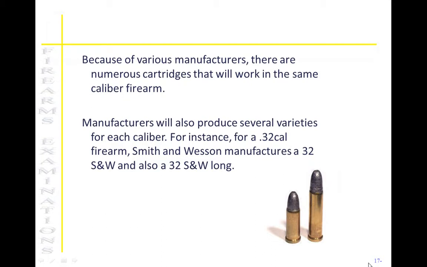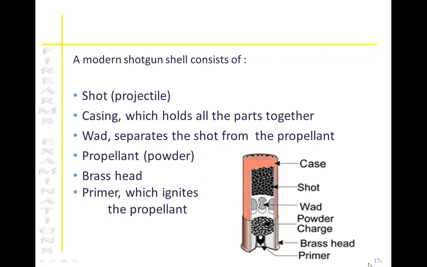A modern shotgun shell also consists of several components. It consists of the shot, which is the projectile, the casing, which holds all of the parts together. It also has a wad which separates the shot from the propellant, then the brass head, and also the primer which ignites the propellant.